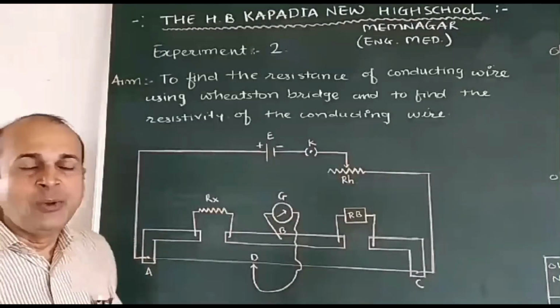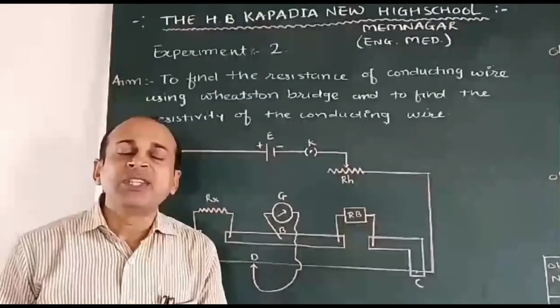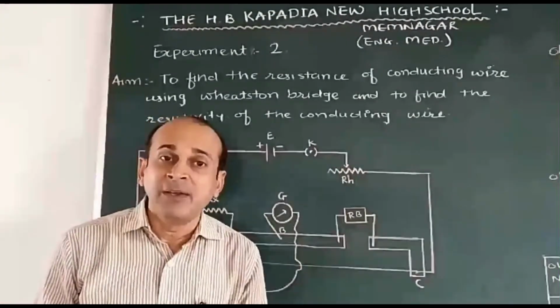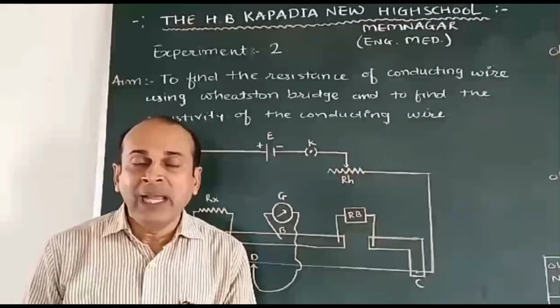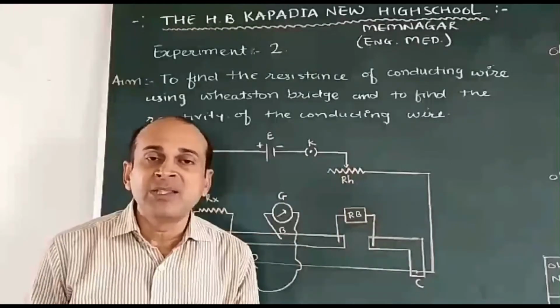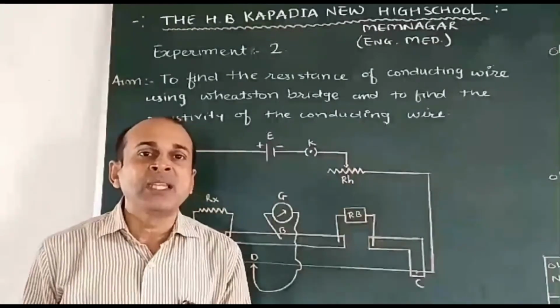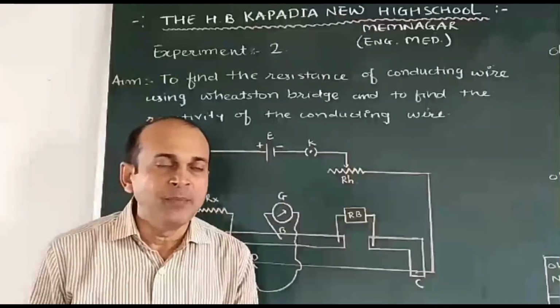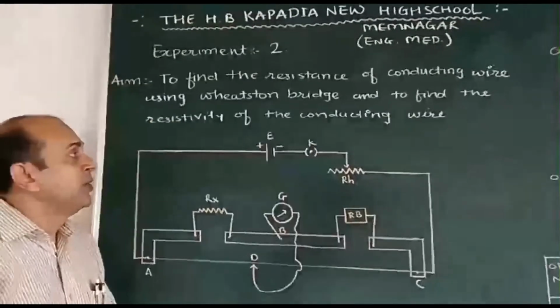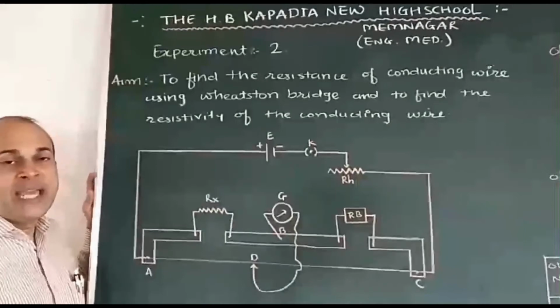And as we know, the resistivity of the conducting wire is rho equal to RA upon L, where R is the resistance, A is the cross-section area of the wire, and L is the length of the wire. So now for that we have a circuit diagram.